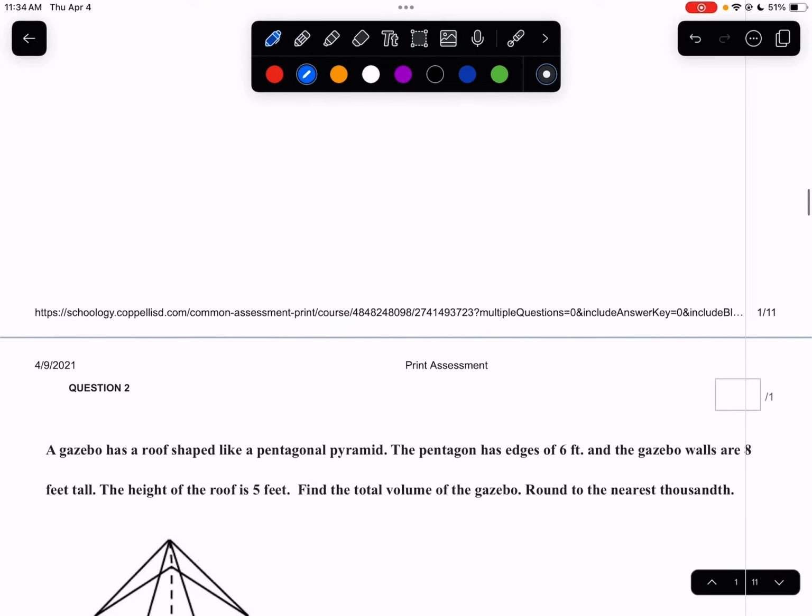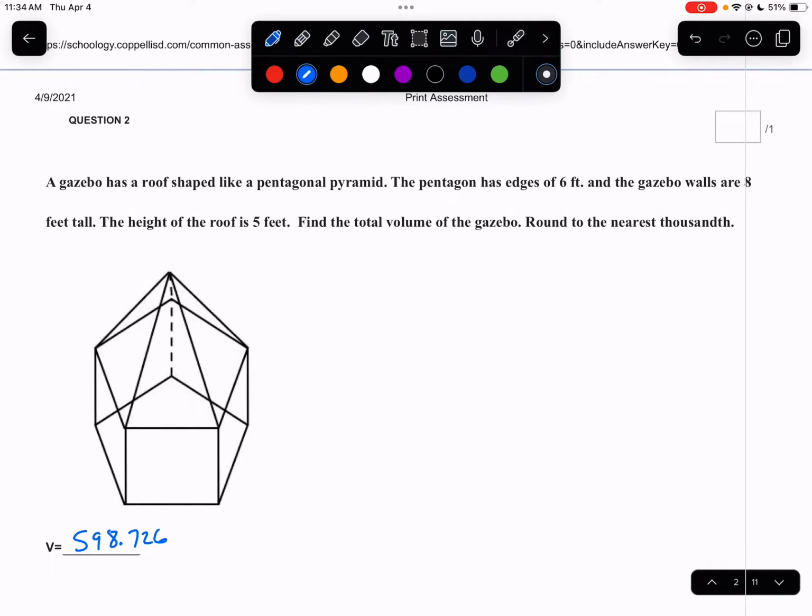Next question is another situation with the pyramid. This time the base is different. I did not make you get the height of the pyramid, but I could have. So be ready for that. It says a gazebo has a roof shaped like a pentagonal pyramid. The pentagon has edges of 6 feet. So I'm going to work on the pentagon.